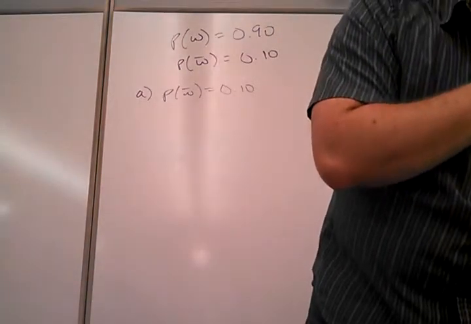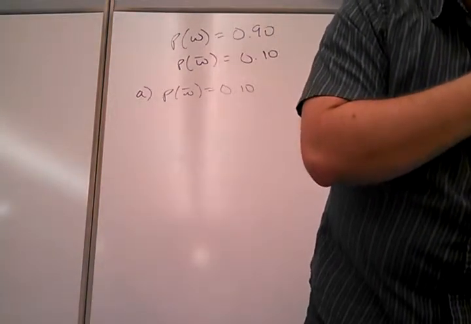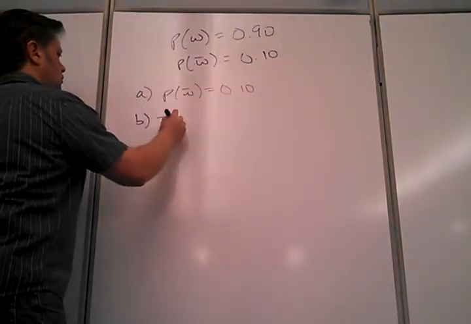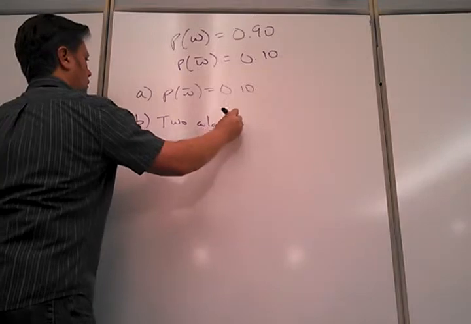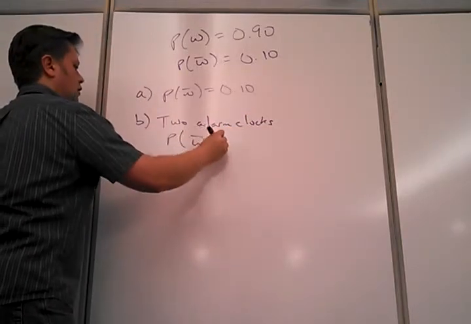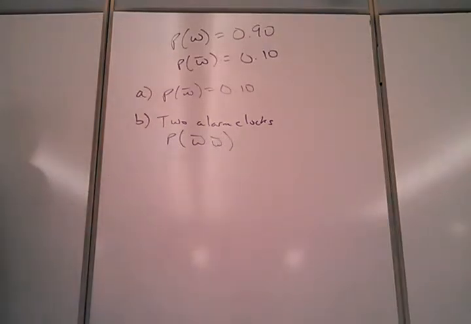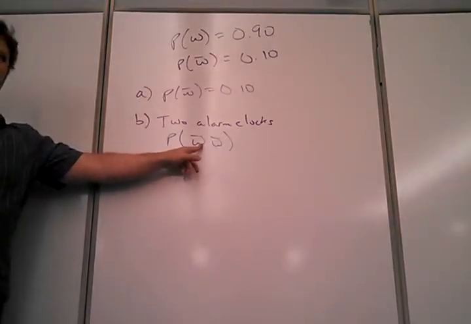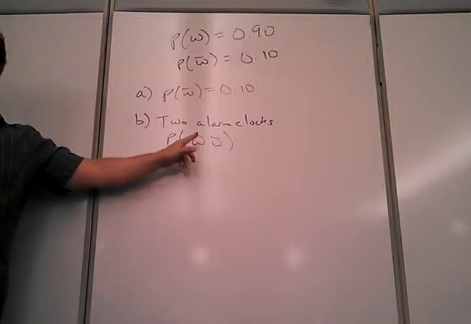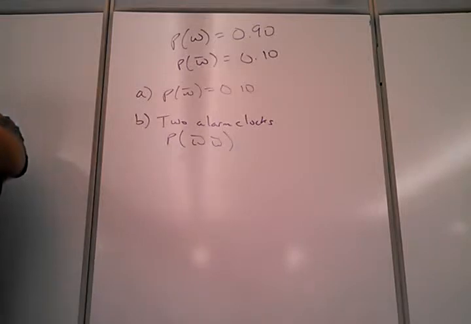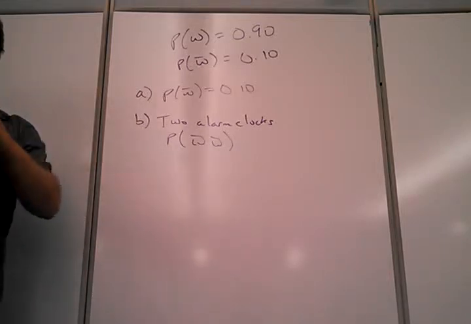If you have two such alarm clocks, what's the probability that they both fail? So I get two clocks. What's the probability that they both fail? So not work, not work. Is it cool if I say it like that? What word that's very important to probability is hidden here? And. The first one does not work, and the second one does not work. So I know I'm going to use multiplication. I love it. See how you break these things down.